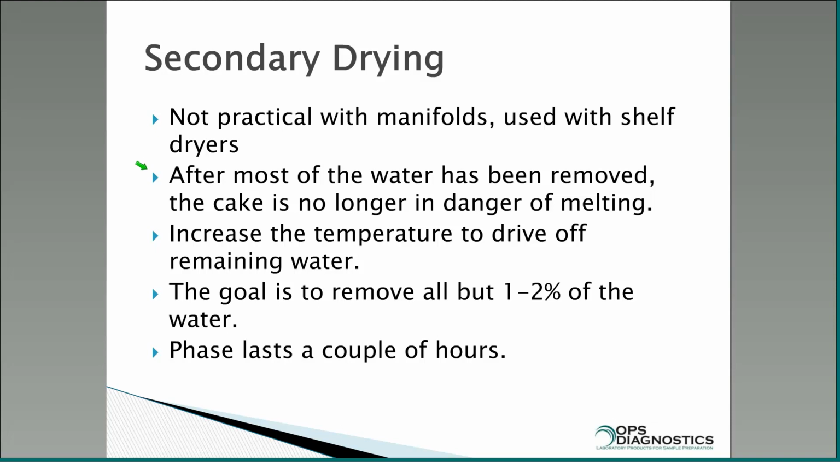If you have a shelf dryer, you can control that temperature. So where I would, let's say, keep the samples at minus 10 during primary drying, at secondary drying, I might bring it up to 20, 25 degrees for a couple of hours. And again, the aim is to drive off remaining water. The secondary drying phase only lasts a couple of hours, and after that I go on to sealing.